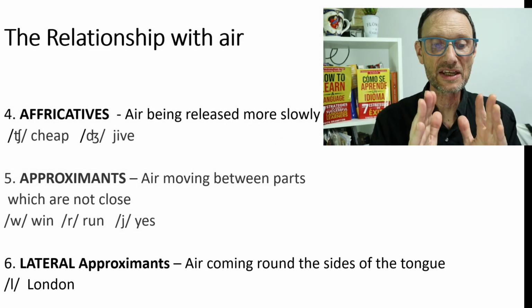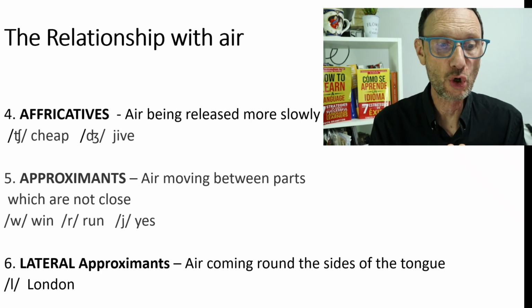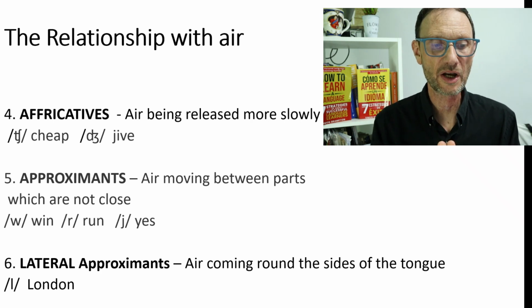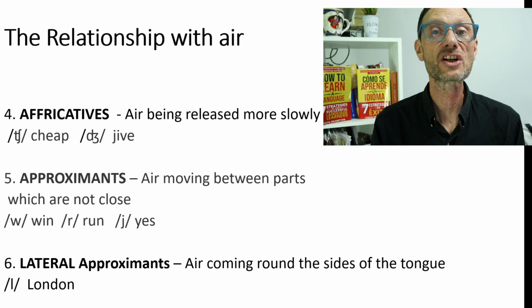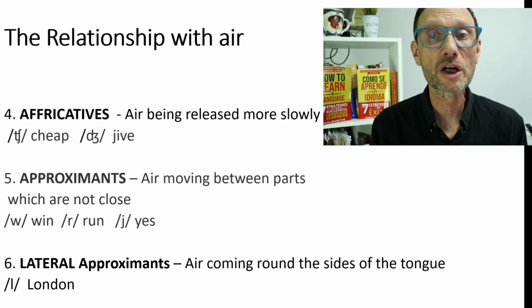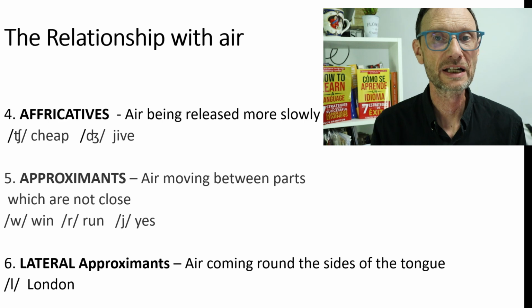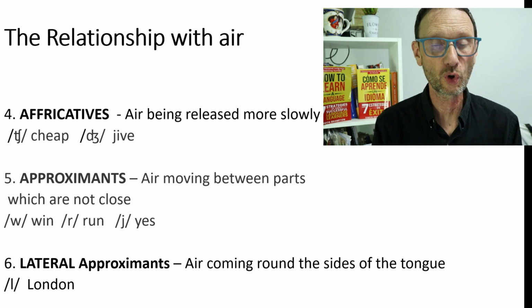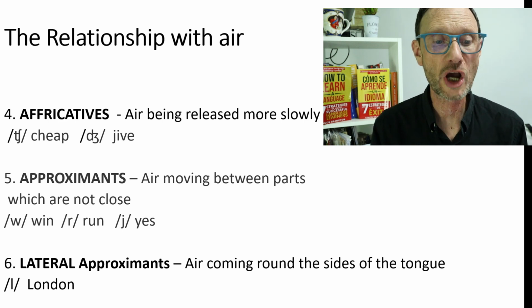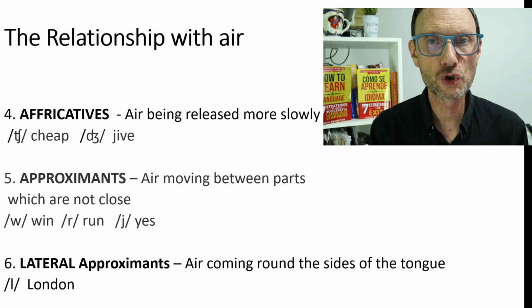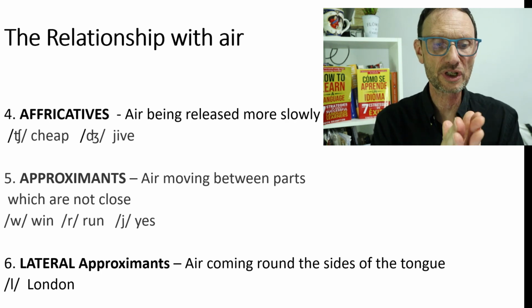Let's move to number 4, which is affricatives. This is where air is released more slowly. And this time we have number 1, ch, like cha cha cha, cheap, or j, jive. So the air is released more slowly.